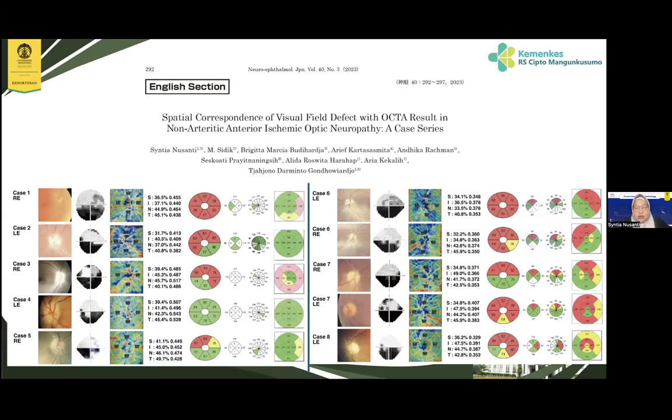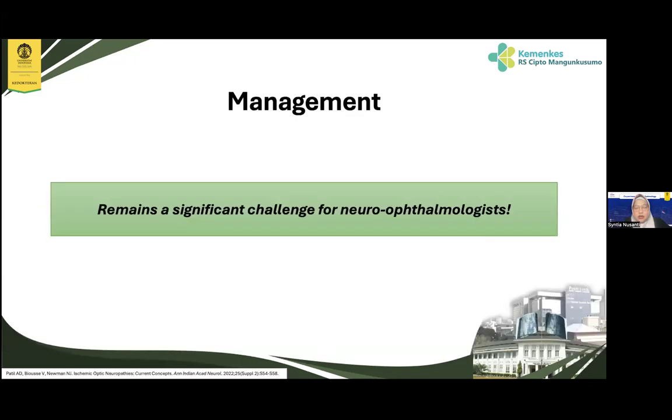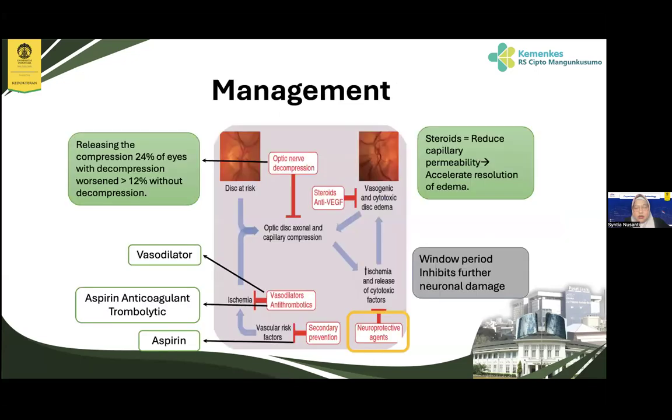So management of NAION is focused on reducing the edema, restoring perfusion, and protecting the neurons. Steroids and anti-VEGFs are said to help resolve this edema, but up until now, the results of several studies are not very good. Some of the studies said decompression may help prevent worsening of the vision.